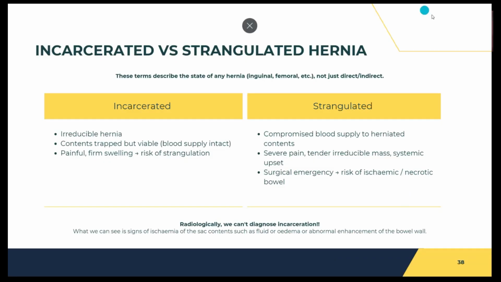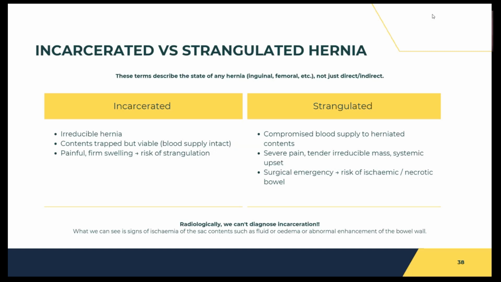So these terms could describe the state of any hernia, so inguinal or femoral, not just direct or indirect. So incarcerated, the herniated contents are stuck and they cannot be reduced back into the abdominal cavity. The main thing which differentiates between these two is for incarcerated, the blood supply is still intact. There is no ischemia yet.